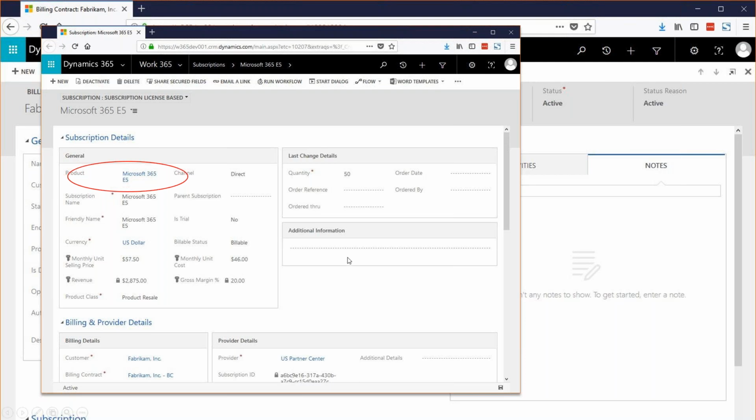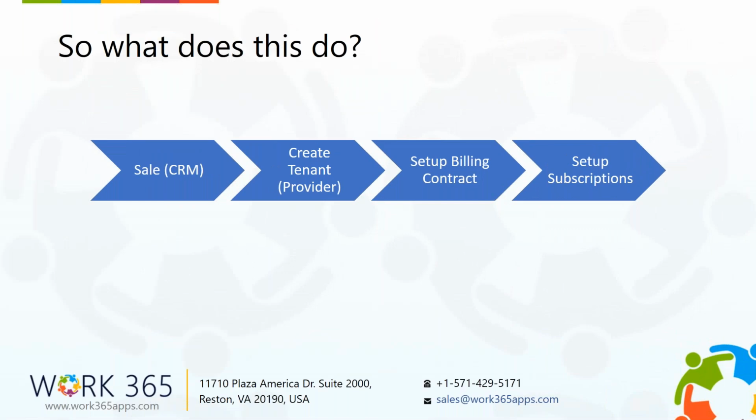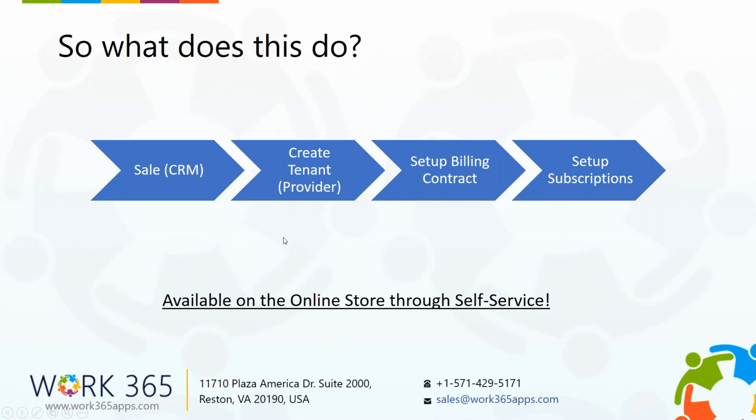Now let's look at what the final process looks like. So instead of all those different stages, you now basically have a sale. You create the tenant within the system, you set up the billing contract right away, and you set up the subscriptions all from within Work 365, right? Now, the same experience will be available on the online store for customers to go through the self-service experience by themselves. A customer, in this case, we're doing it as a salesperson from within Work 365. On the online store, the customer can do this themselves as well.